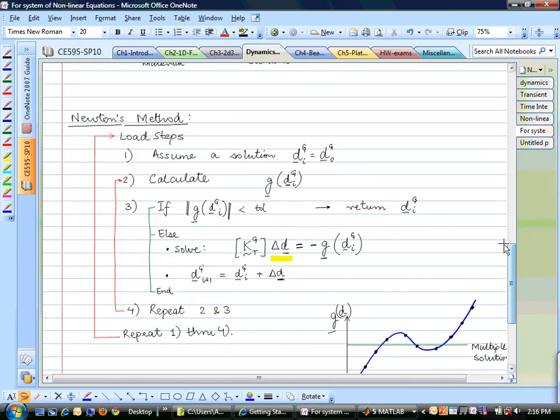So you can take your Newton loop. This was the Newton loop that we had before. Assume a solution, calculate G and all that. And you can put that entire thing inside a bigger loop. And all that loop does is step the load by small amounts.